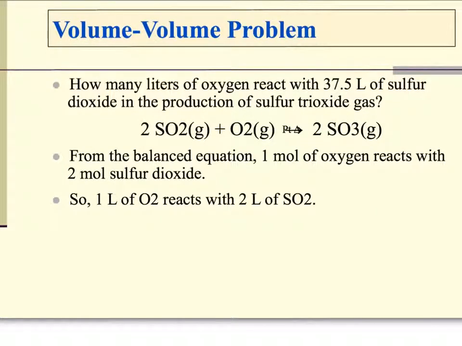With that said, let's look at a volume-volume problem. How many liters of oxygen react with 37.5 liters of sulfur dioxide in the production of sulfur trioxide gas? Notice that we have our balanced chemical equation. Now from this balanced equation, we have 1 mole of oxygen reacts with 2 moles of sulfur dioxide. So 1 liter of oxygen would react with 2 liters of sulfur dioxide. Now this is using those coefficients.